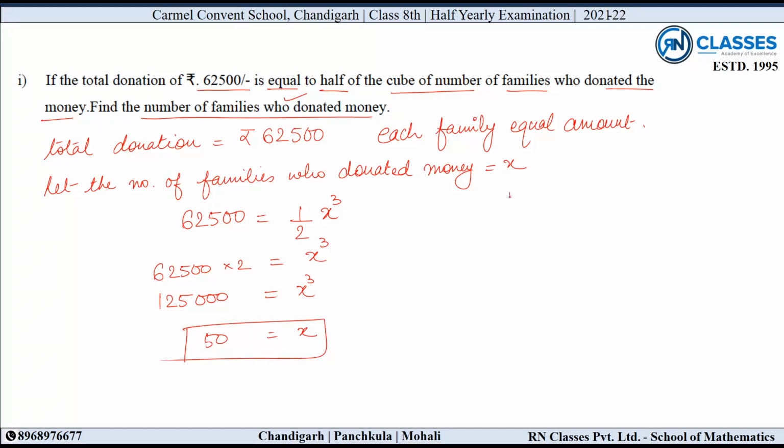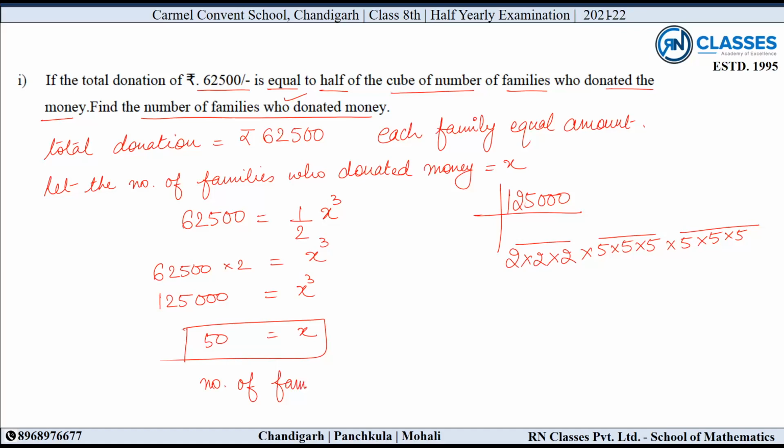If you don't know, just do prime factorization of 1,25,000. The prime factorization would be 2 into 2 into 2, 3 times. There will be a triplet over here, another 5 into 5 into 5, another triplet, and another 5 into 5 into 5, another triplet, right? So x is 50 means number of families is equal to 50, right?